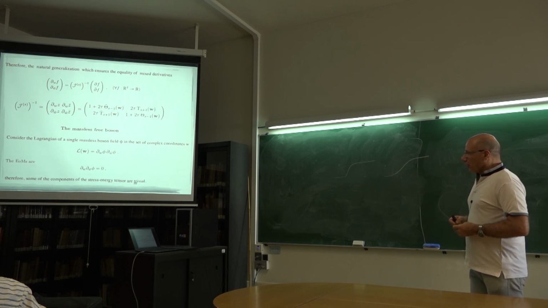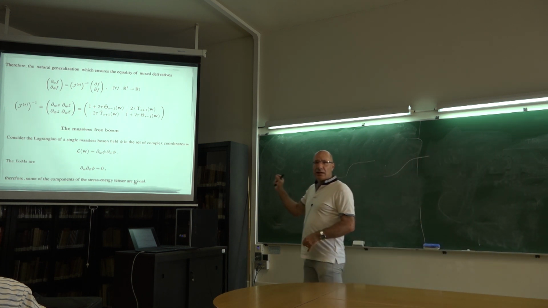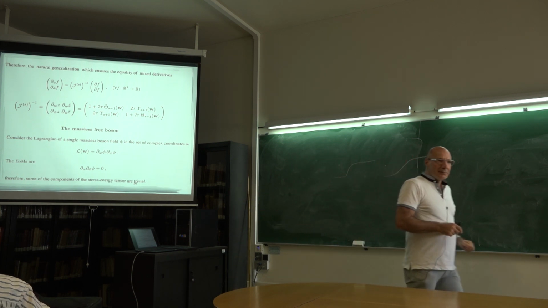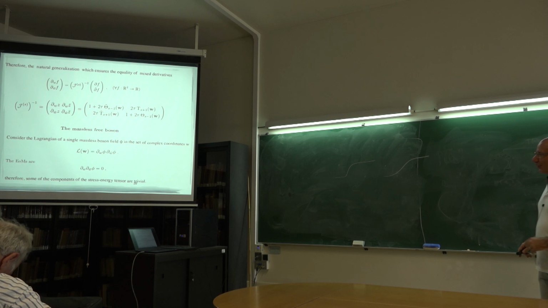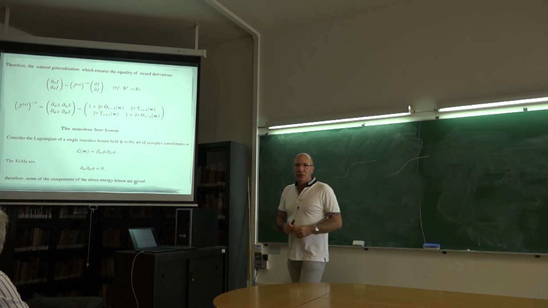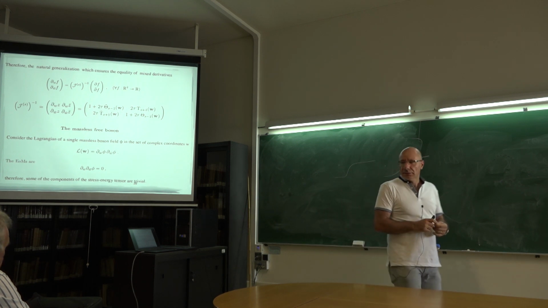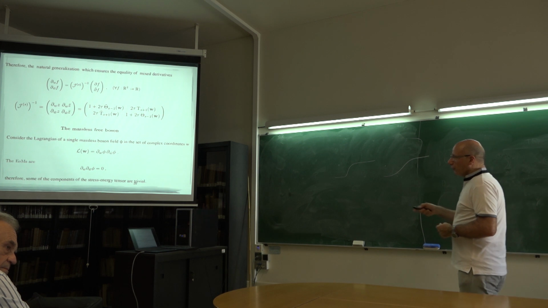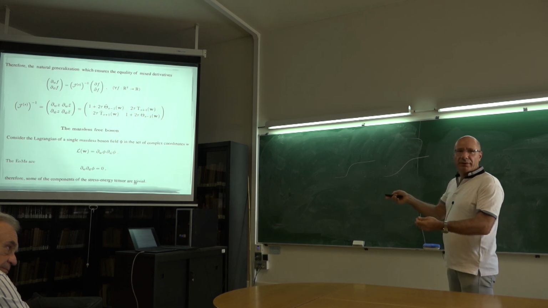So I'll give you again a simple example. Let's start from the unperturbed Lagrangian. This is in the variable w bar. And of course, the equations of motion are the trivial ones.